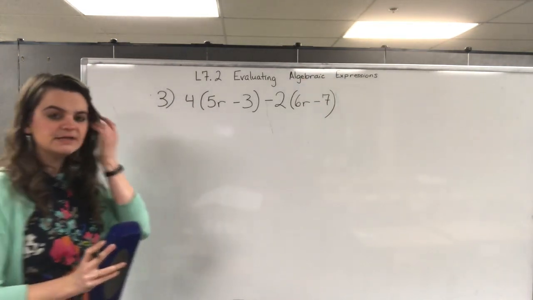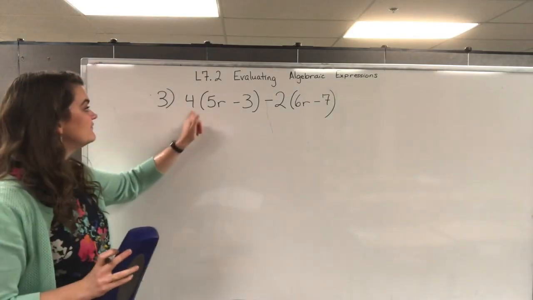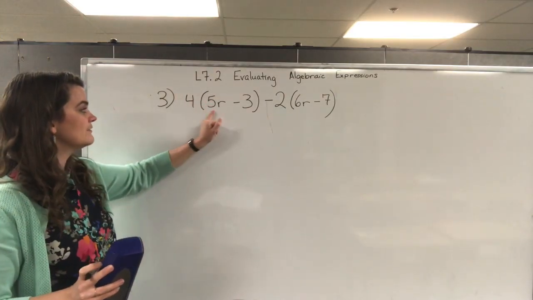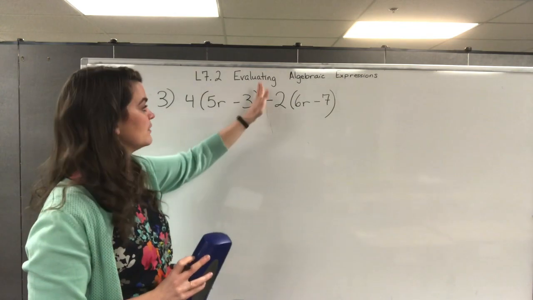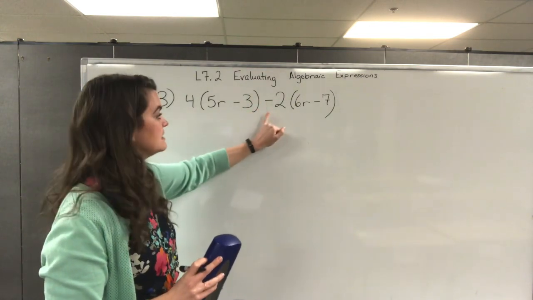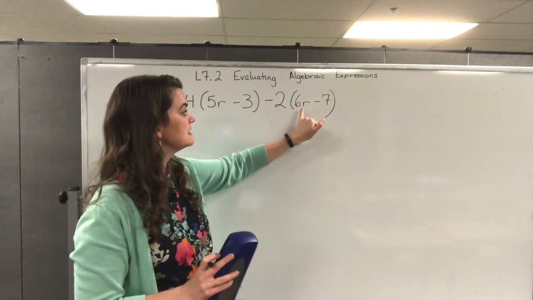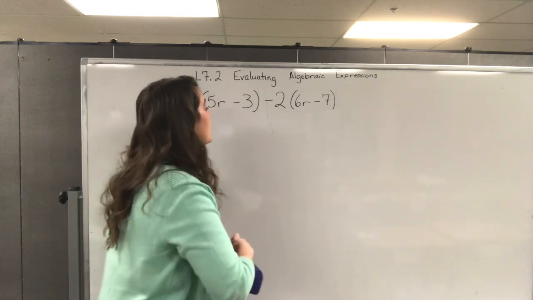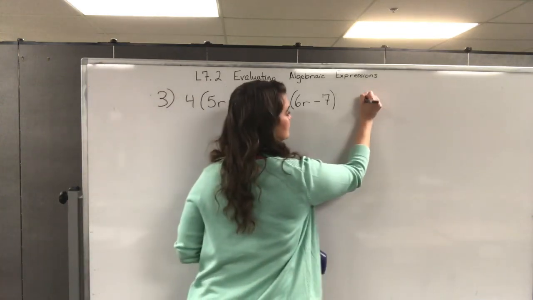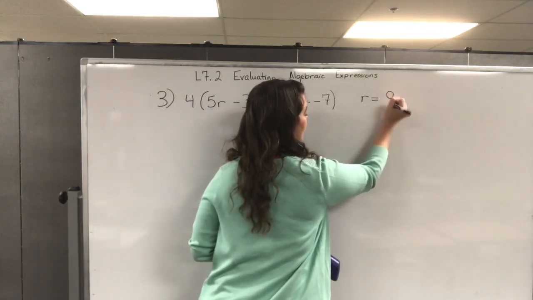Okay, I'll read it again to you in case it's hard to see. We have 4 parentheses 5r minus 3 parentheses minus 2 parentheses 6r minus 7. And r equals 9.